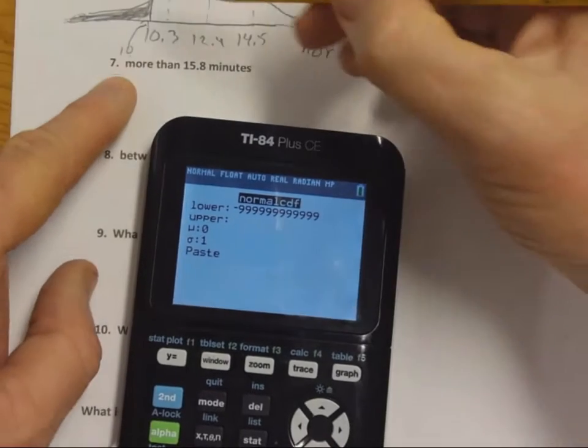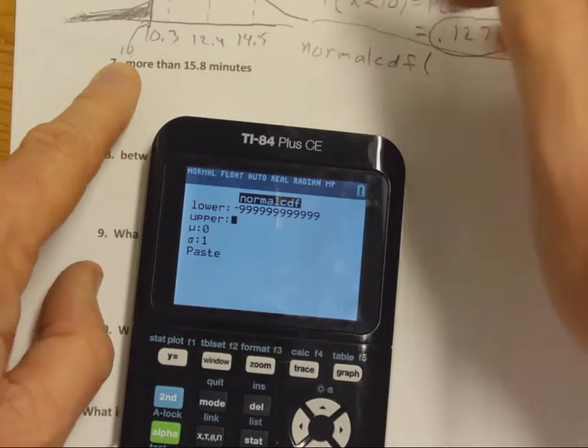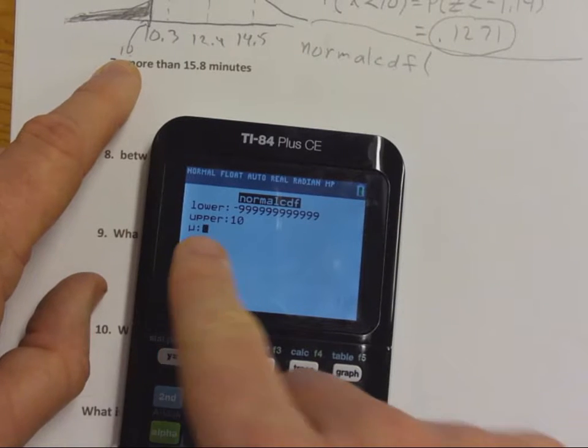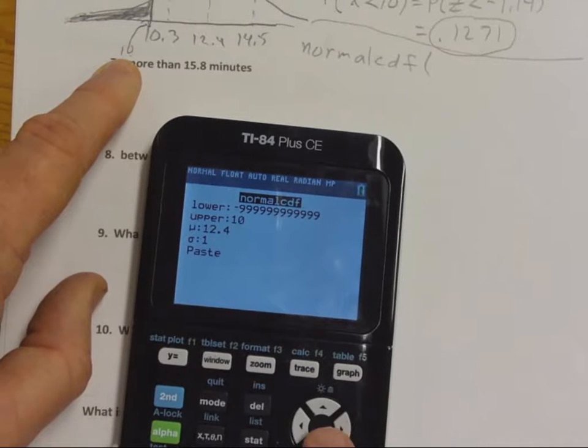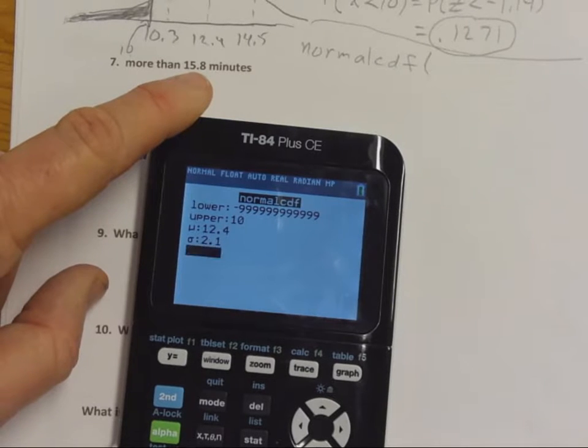What's the upper part of my shaded region? It's 10. The upper part of my shaded region is 10, so I hit 10 for that. Mu is the mean, so I hit 12.4. And then the standard deviation of this thing is 2.1. And then I hit paste.